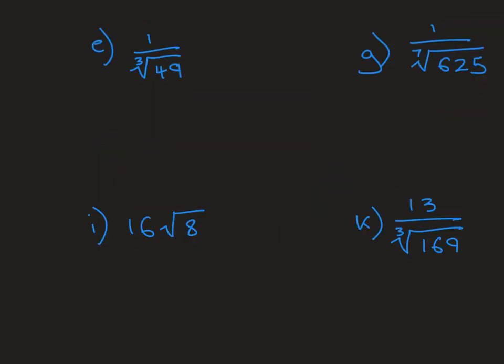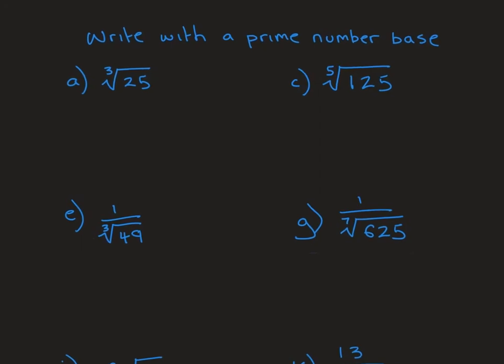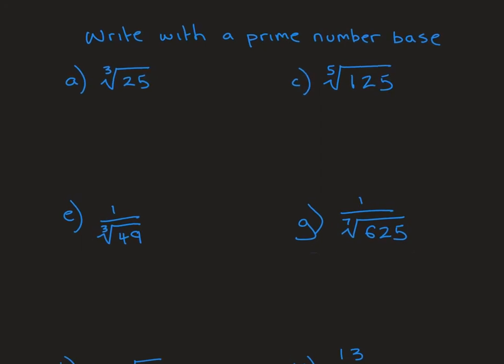All right, so let's look at these examples, which are from the last slide. So these are writing with a prime number base. So it's a similar sort of thing to what we were doing in the last slide, except now instead of using 2 as the base number, we want to have a prime number as the base. Remember, a prime number is any number that you can only divide by 1 and itself. So generally these are going to be our odd numbers. 2 is also a prime number.